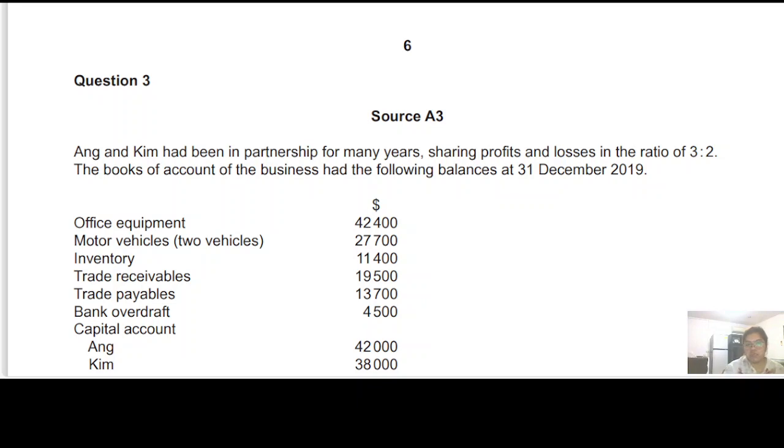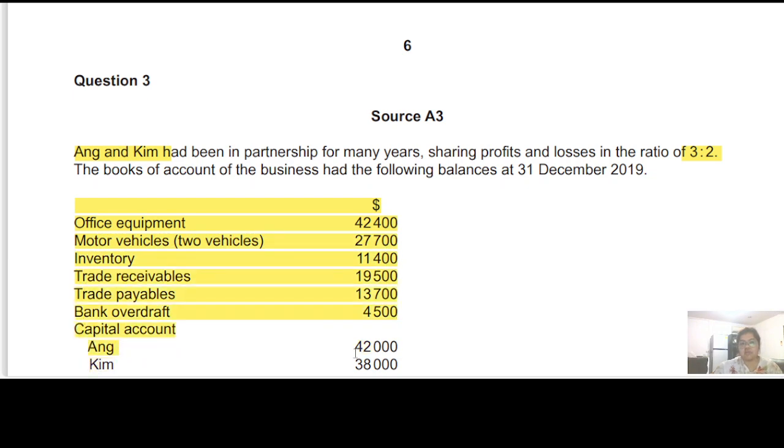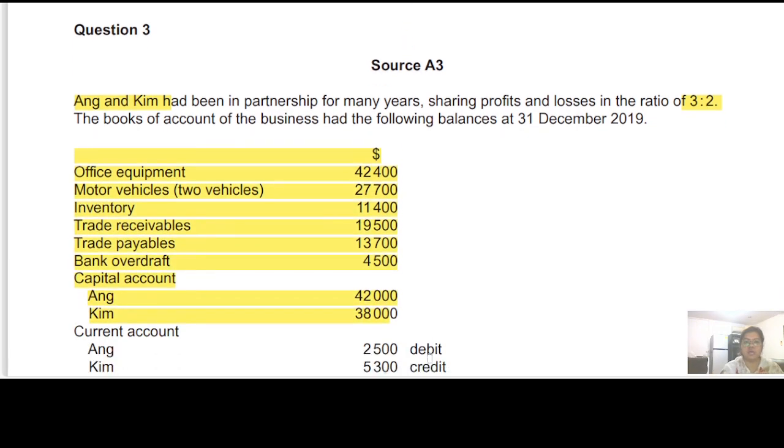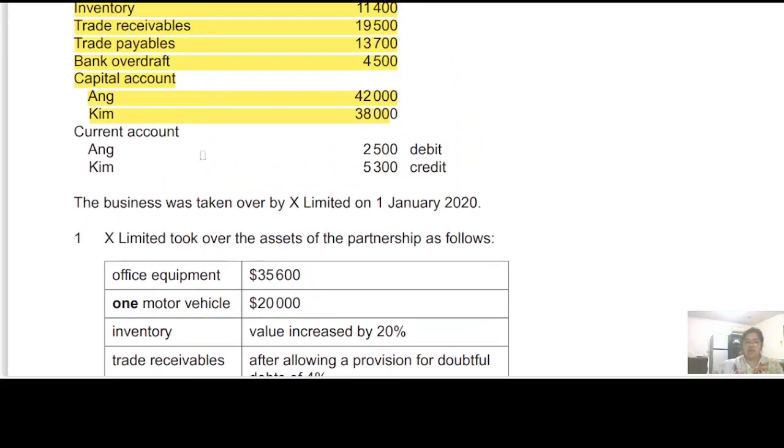In question number 3 there are two parts, so we will wrap it up fast. It is clearly visible here. Ang and Kim have a partnership with a ratio of 3:2. Their balances, assets, liabilities, capital, and current accounts are all given to you, so from here to here everything is clear.